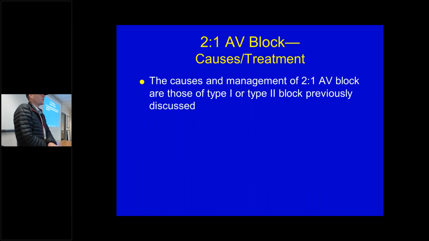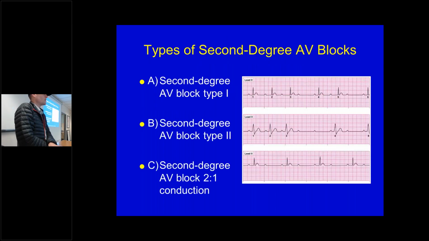Causes and treatment for 2 to 1 is the same as type 1 and type 2 respectively, right? Because all they are is type 1 and type 2 blocks. So this gives you a good slide of the 3. Do you guys want me to go through that?